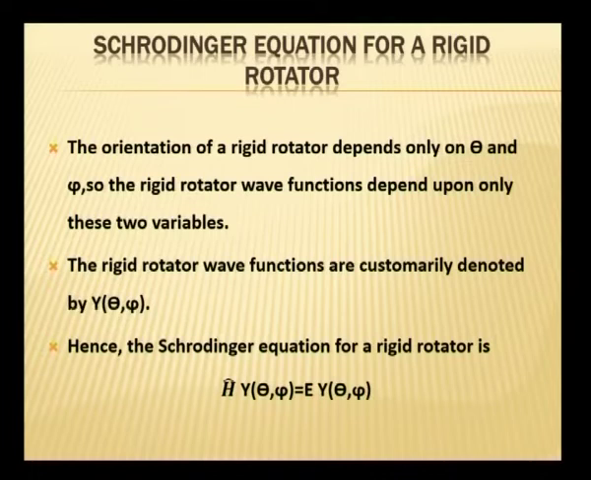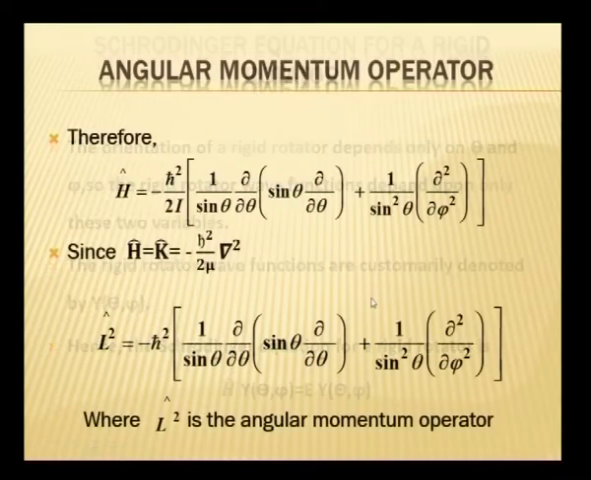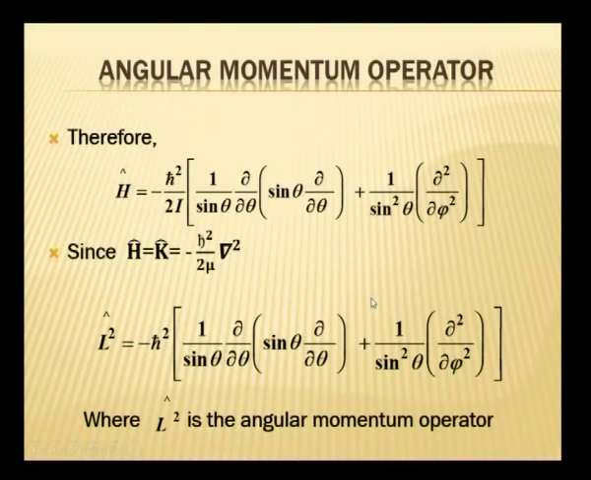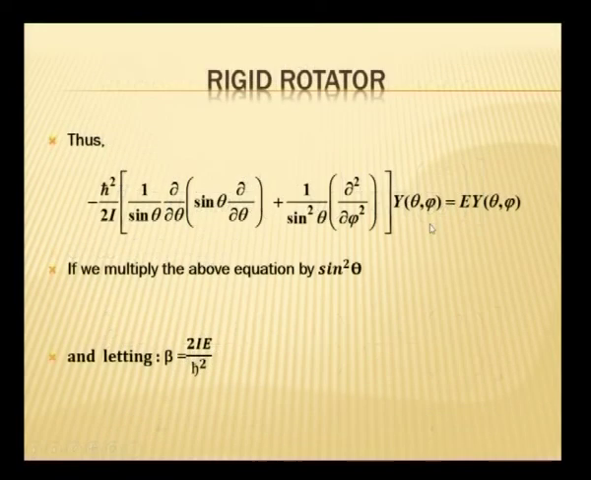The rigid rotator wave functions are customarily denoted by Y of theta phi. Therefore, the Hamiltonian H operating on the wave function Y of theta phi will be the energy times Y of theta phi, where E is the energy eigenvalue. So, thus you have the Hamiltonian that you had earlier. Now, the Hamiltonian operating on the wave function Y theta phi will be E into Y theta phi.